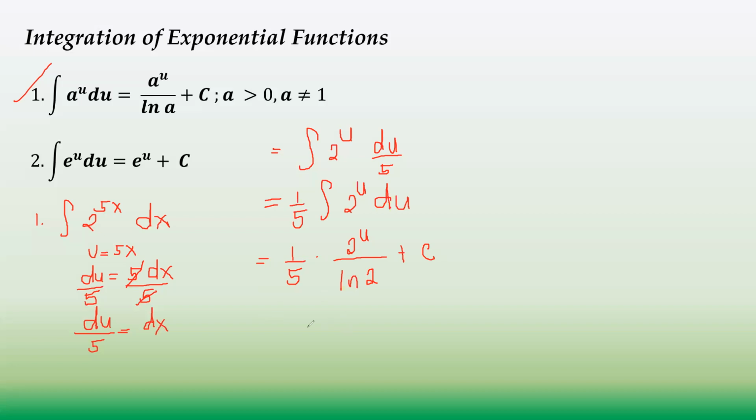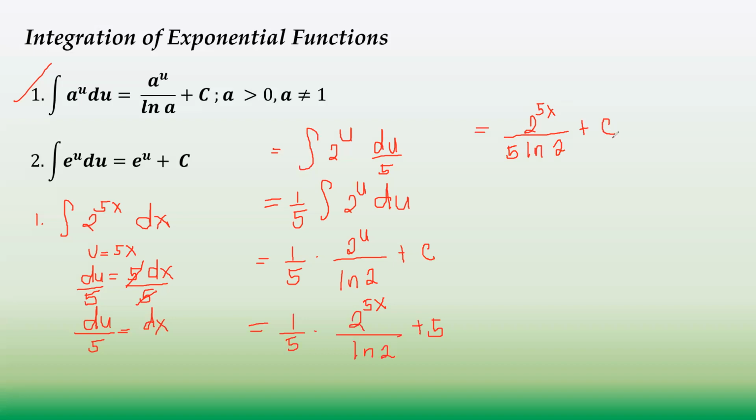In terms of x, since u equals 5x, this becomes 1 over 5 times 2 raised to 5x over ln of 2 plus c. Multiply the 1 on top and the 5 at the bottom. So 1 times 2 raised to 5x is simply 2 raised to 5x, over 5 ln of 2 plus c.